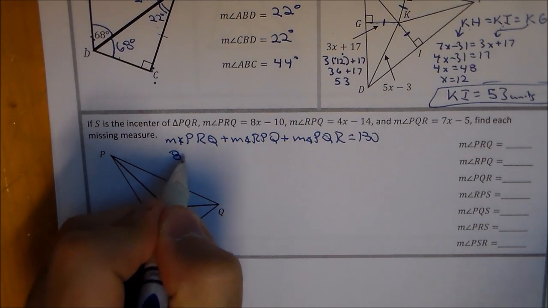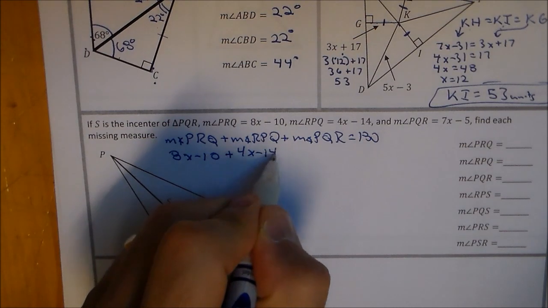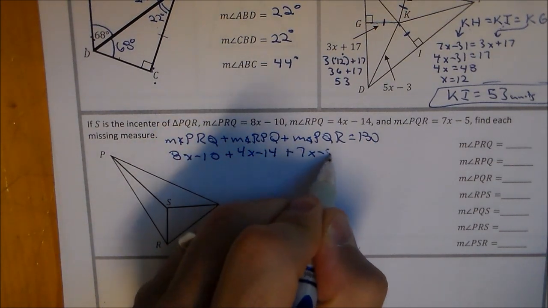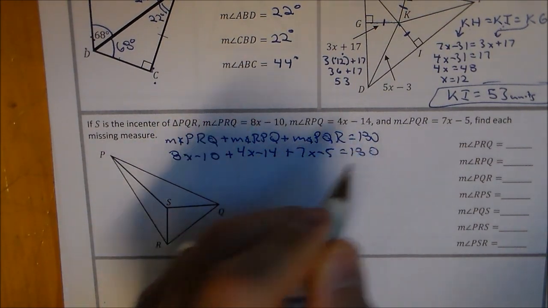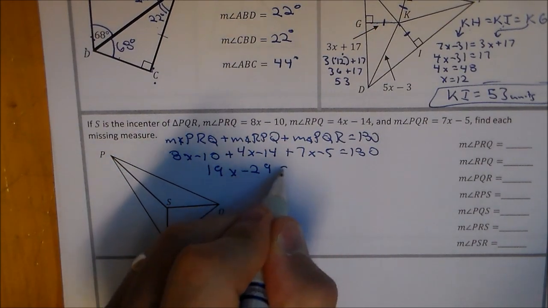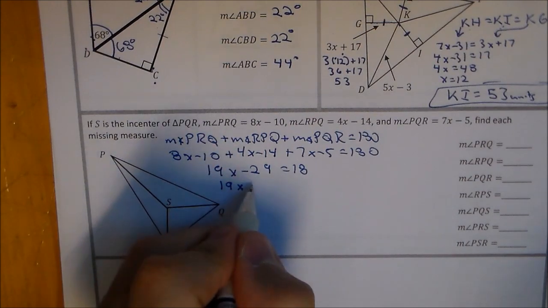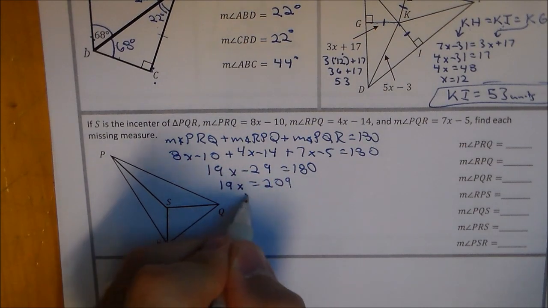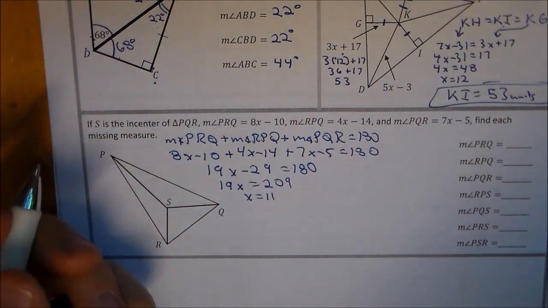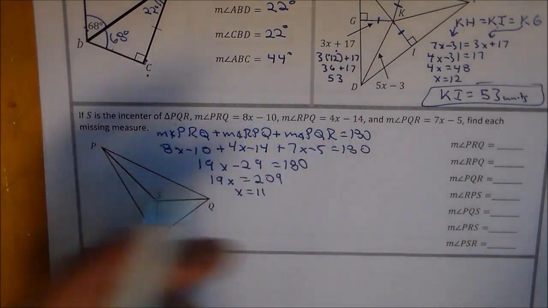So we got 8x minus 10 plus 4x minus 14 plus 7x minus 5 equals 180. This gives me 19x minus 29 equals 180, which becomes 19x equals 209, and we get to an answer of x equals 11. So from that, I can substitute back into each of the angles and find them.